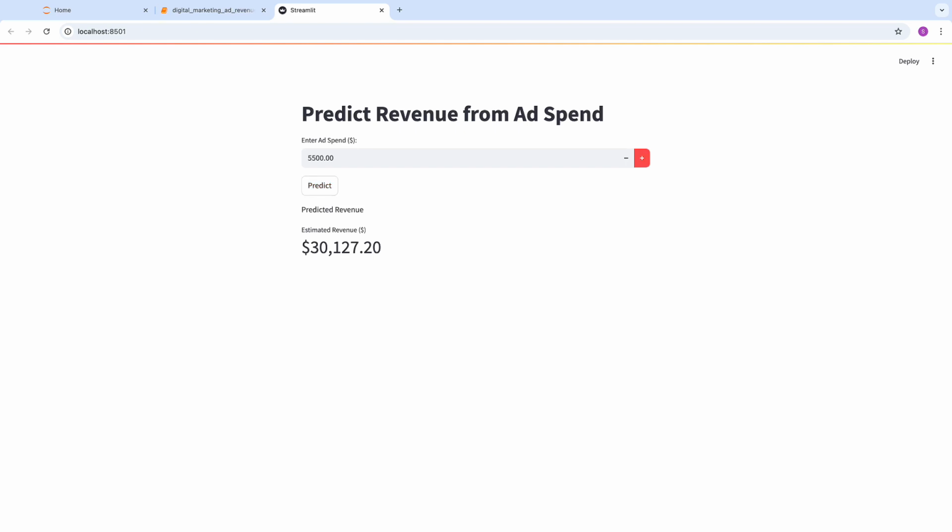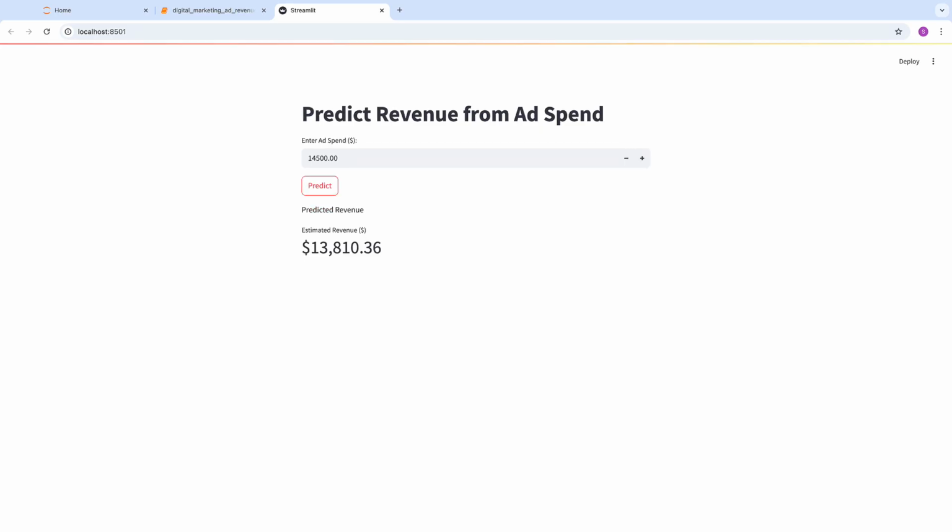Our marketing manager can experiment with different ad spend values. For example, if I bump it to 8,000, the revenue jumps higher. If I push it further to 10,000, you'll notice that the revenue actually starts to decline, which matches the diminishing returns we saw in the curve earlier. So the app gives an immediate, hands-on way to explore the model's predictions.